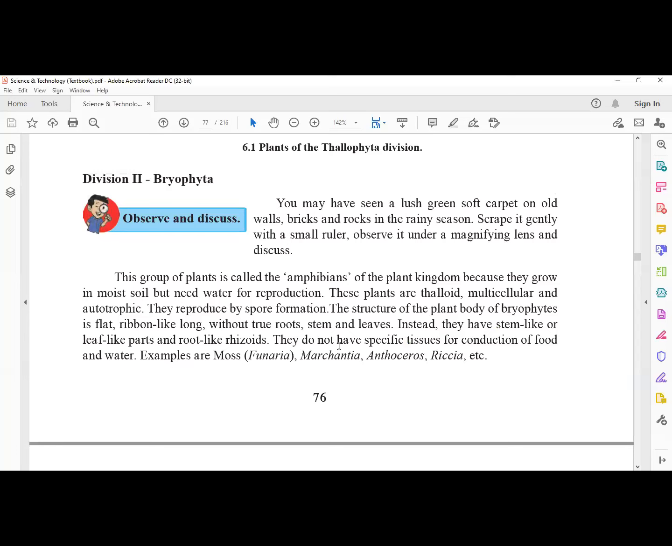You may have seen a lush green soft carpet on old walls, bricks and rocks. Have you ever seen this lush green soft carpet? Now scrape it gently with a small ruler and observe it under a magnifying lens. Okay, so what will you see?